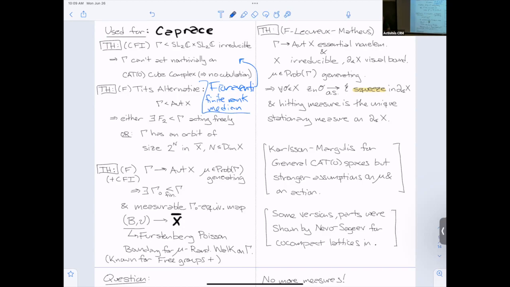Other questions? Yeah. The Roller boundary to the visual boundary. Components of the Roller boundary always go to points. If I take a single point from the Roller boundary, then I associate a single point in the visual boundary. However, there are two different maps you can do. The one I defined will make it so that your image is the same for equivalent points, where two points are equivalent in the Roller boundary if they're at finite distance. Was that your question? Okay.